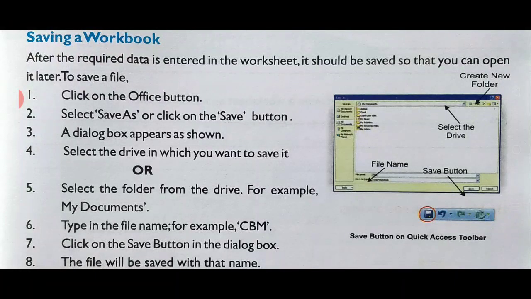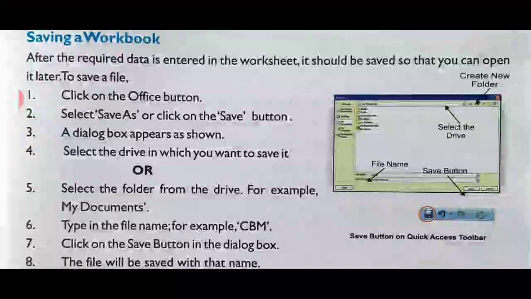Or fifth, select the folder from the drive, for example, My Documents. Sixth, type in the file name, for example, CBM. Now see, what file name you have to give, it completely depends on you. Okay, whatever name you want to give, just type the name. Seventh, click on the save button in the dialog box. And eighth, the file will be saved with that name. So students, very simply we can save the file in Excel.